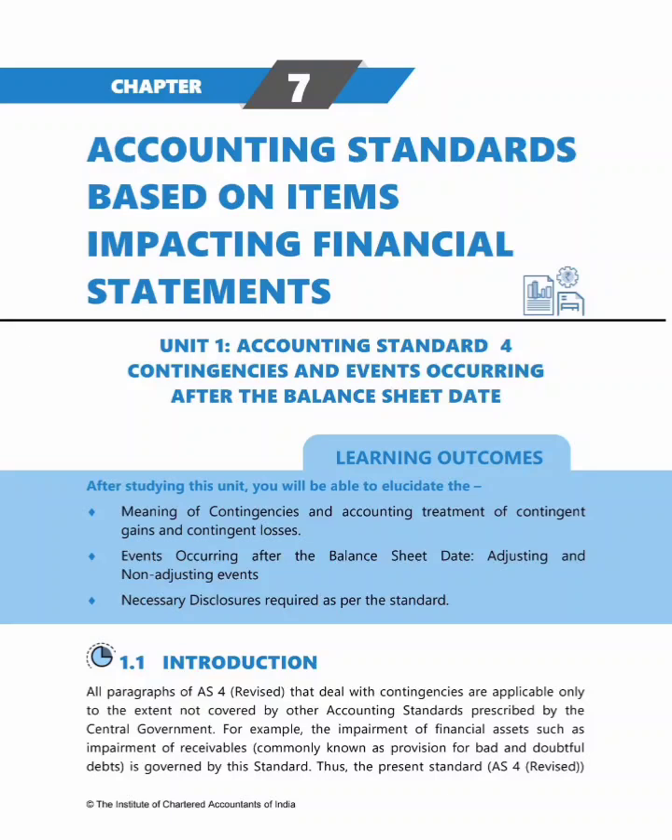Let's see with some example. Let's consider our financial year starts from 1st April 2024 and ends on 31st March 2025. So for this financial year, our financial statements will be prepared as on 31st March 2025. So our balance sheet will be prepared on 31st March 2025, right? So, what are events occurring after the balance sheet date? If any event occurred after this 31st March 2025, that is the balance sheet date, those events are termed as events occurring after the balance sheet date, right?